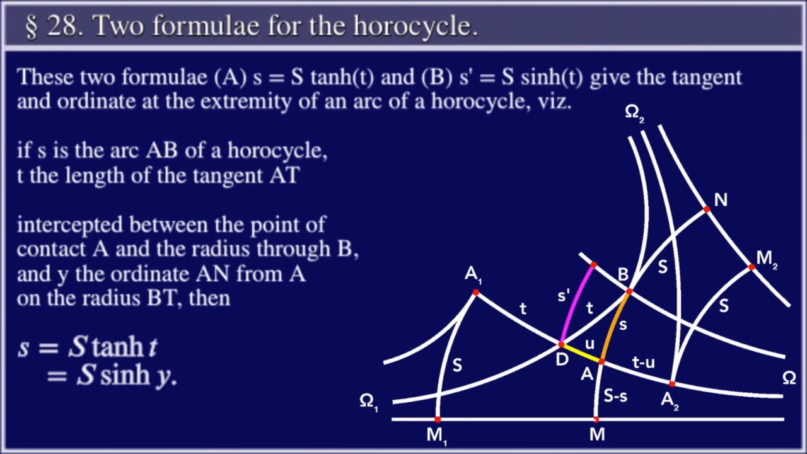Namely, if small s is the arc AB of a horocycle, T the length of the tangent AT intercepted between the point of contact A and the radius through B, and y is the ordinate AN from A on the radius BT, then small s is equal to capital S times the hyperbolic tangent of T, which is equal to capital S times the hyperbolic sine of y.